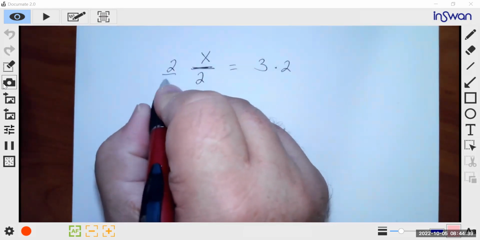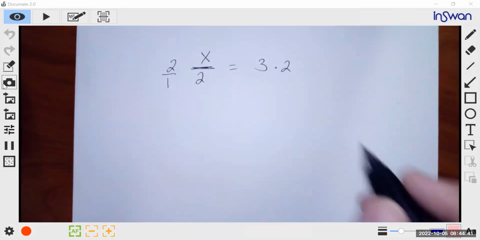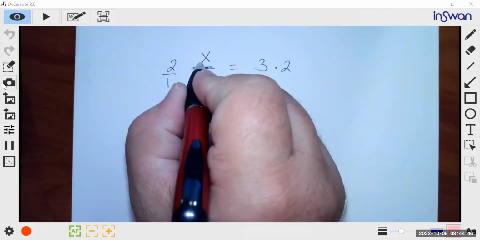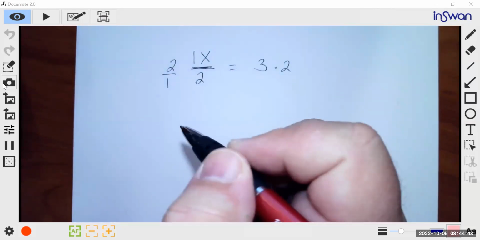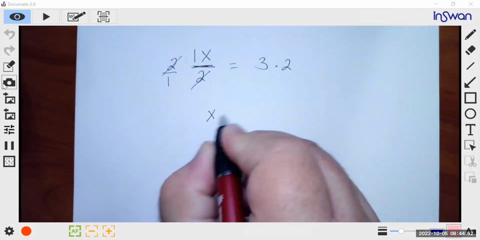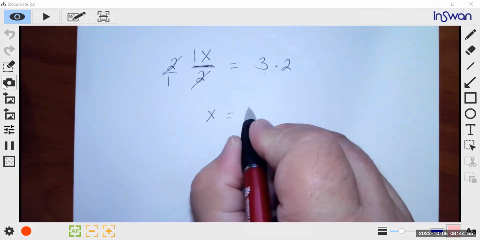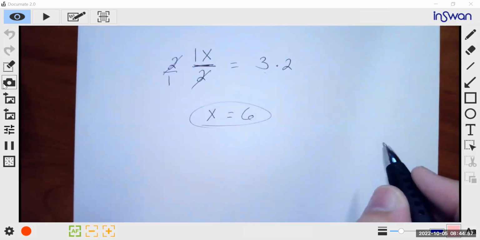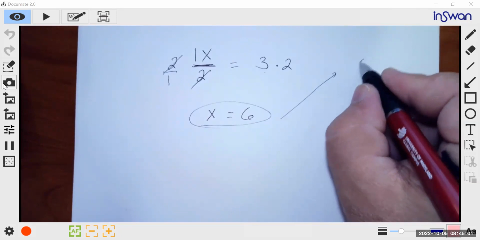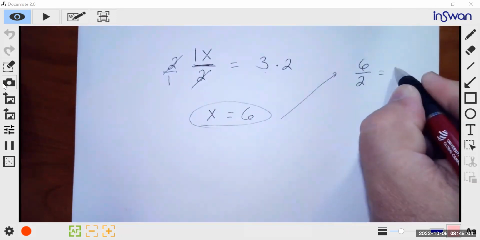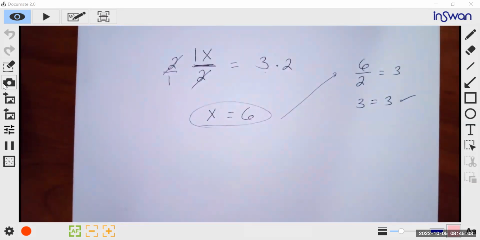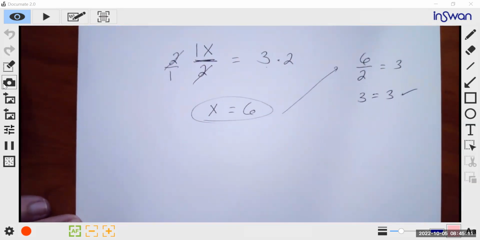So remember, this is actually a fraction. On this side, it has to be a fraction. Because what is the coefficient of x? So the 2's cancel. So we have x. 3 times 2 is 6. And again, check your answer. 6 divided by 2 is 3. So it works. So my solution is x equals 6.